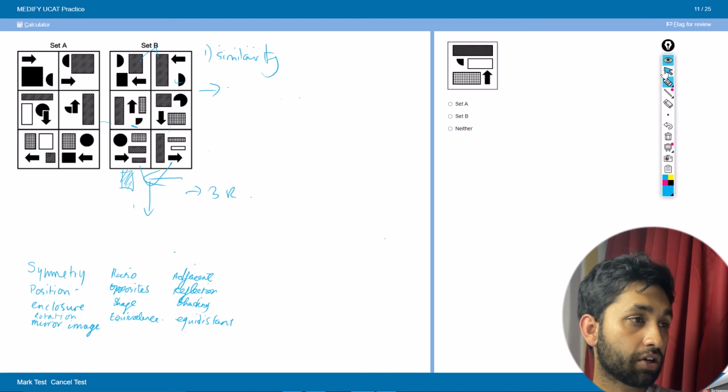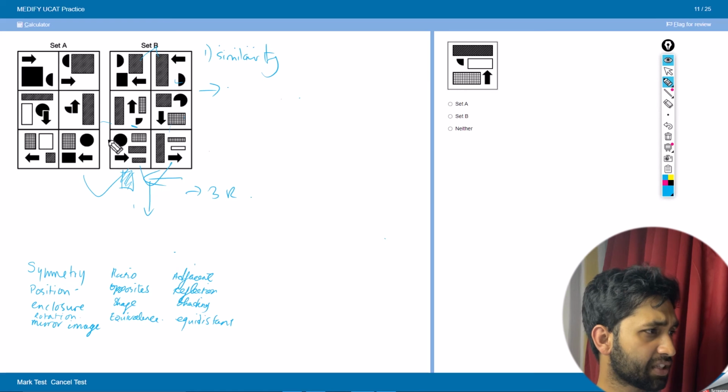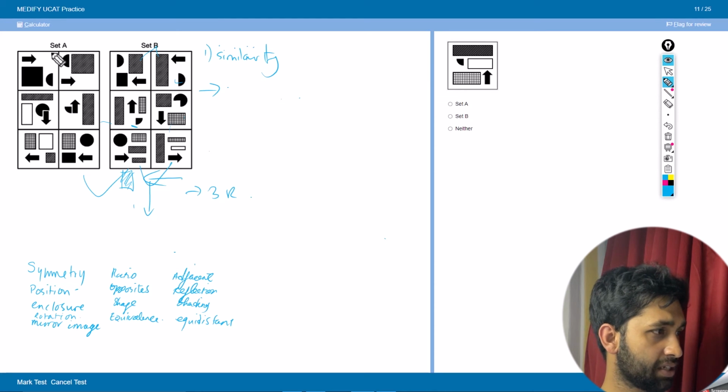So what I'm going to do now is work towards not finding the whole pattern, but work towards at least finding a minor or a major difference between set A and set B. In other words, so I can get half of the marks, if not maybe full. So now I'm going to look at these two here. So the top two and the bottom two, and see what the difference is.